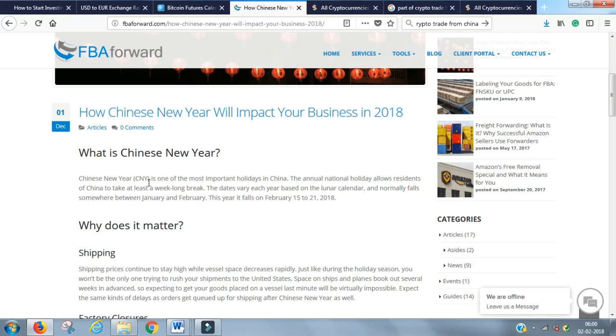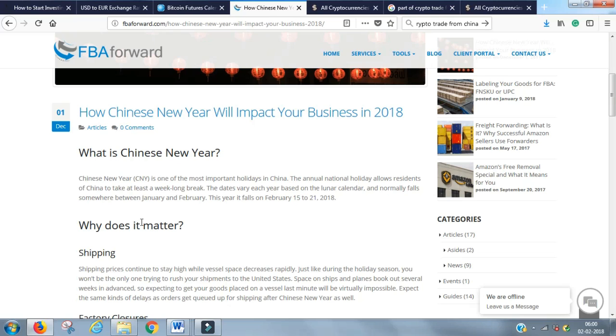Chinese New Year is one of the most important holidays in China. The annual national holiday allows residents of China to take at least a week-long break. The dates vary each year based on the lunar calendar and normally fall somewhere between January and February. This year it falls on February 15th to 21st, 2018, and the exact New Year this year is February 16th.